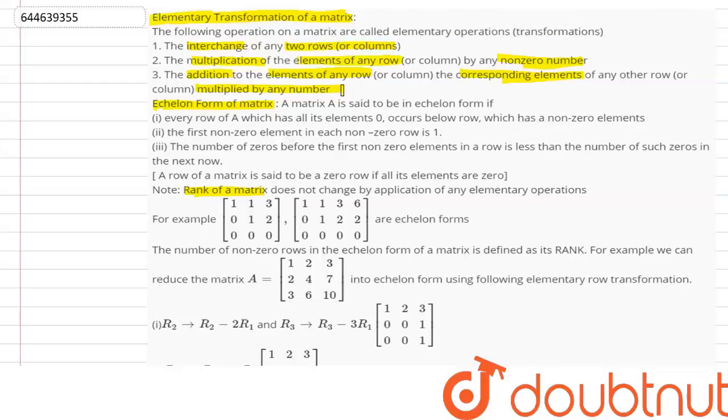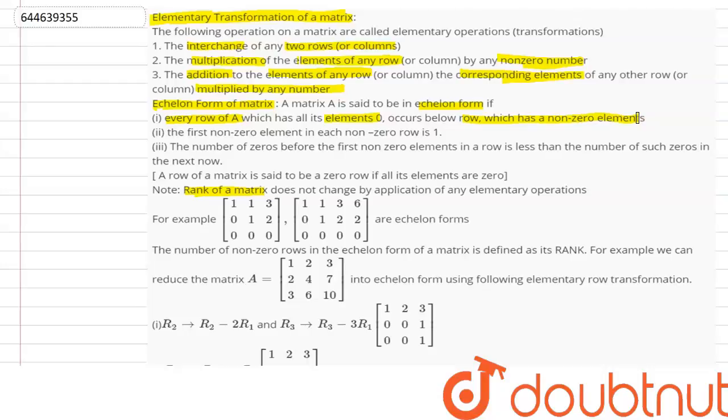Now let us see what is echelon form of a matrix. A matrix is said to be in echelon form if every row of A which has all its elements zero occurs below the rows which have non-zero elements. That means if a row has all elements as 0, then it should occur after the rows which have non-zero elements. And our second condition is the first non-zero element in each non-zero row is 1.